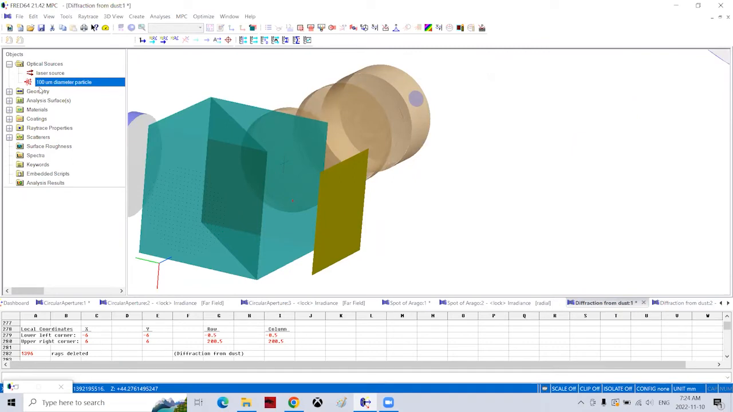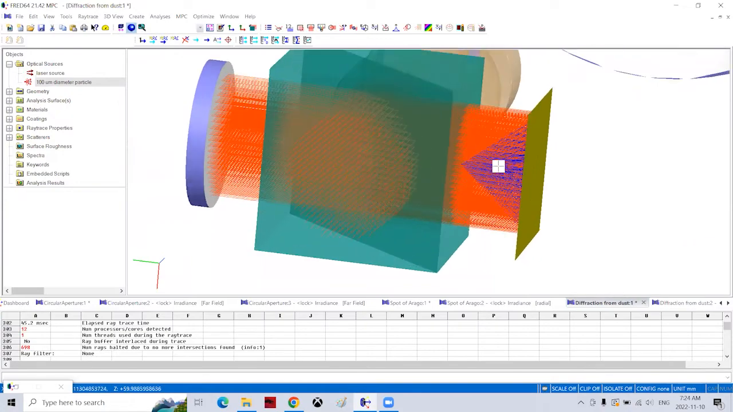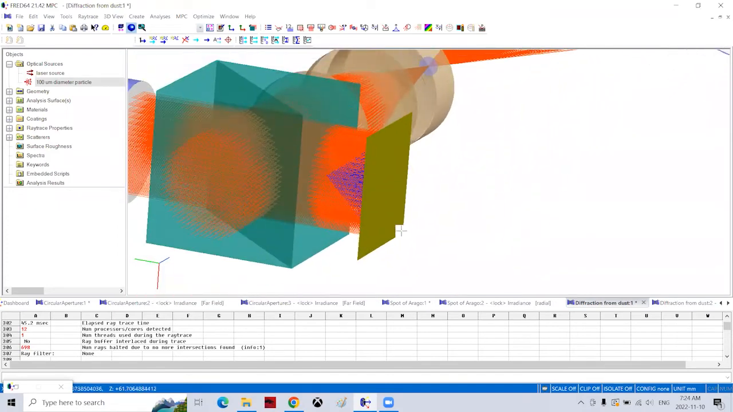And based on the size of the particle, I calibrated the power based on the area of the particle relative to the area of the beam. And what we can do is actually trace both sources at once. So the blue rays you see here in this triangle are actually from the source. And what we can do is look at the interference pattern as they both combine on the detector.